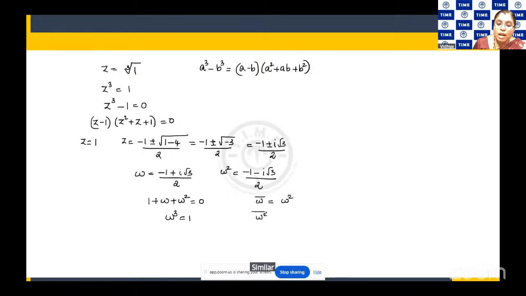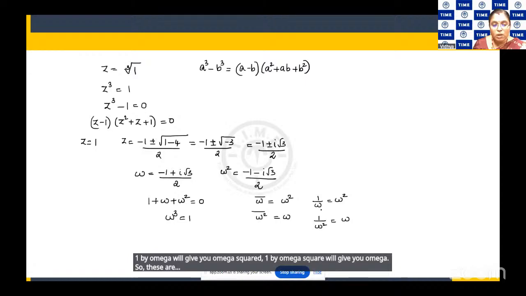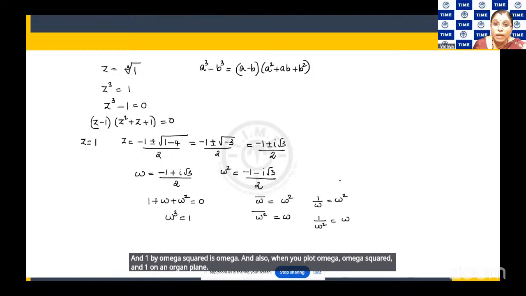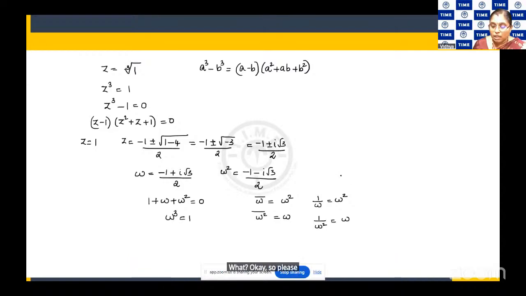Similarly, omega square bar will be equal to omega. 1 by omega will give you omega square. 1 by omega square will give you omega. So we have more peculiarities, but I've listed a few of them. So 1 plus omega plus omega square is 0, omega cube is 1, the conjugate of omega is omega square, the conjugate of omega square is omega, 1 by omega is omega square, and 1 by omega square is omega. And also, when you plot 1, omega and omega square on an Argand plane, you'll get an equilateral triangle with one vertex at 1. Okay, so please note it, you'll get an equilateral triangle.